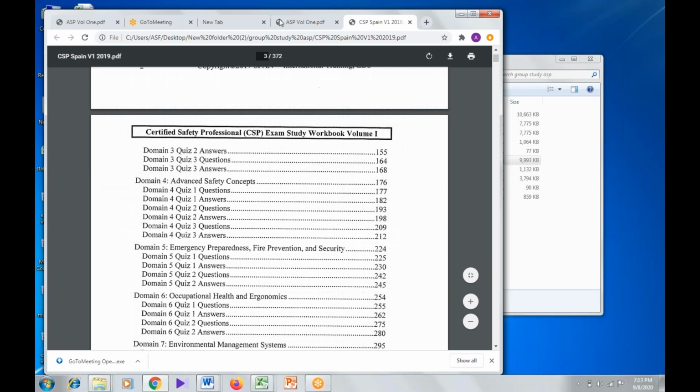Clear? EPA has its own threshold quantities. For chlorine, EPA has a 2500 pounds threshold, and OSHA has a 1500 pounds threshold. So this is the main difference. If anything is below that, under 1500, it will be in OSHA.